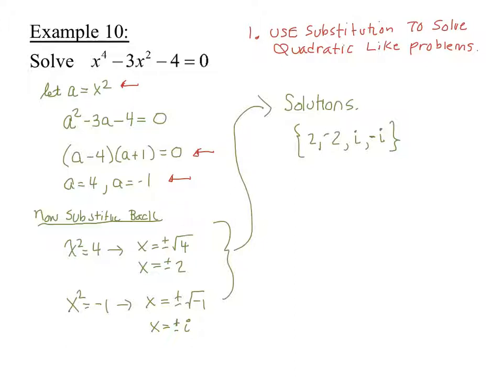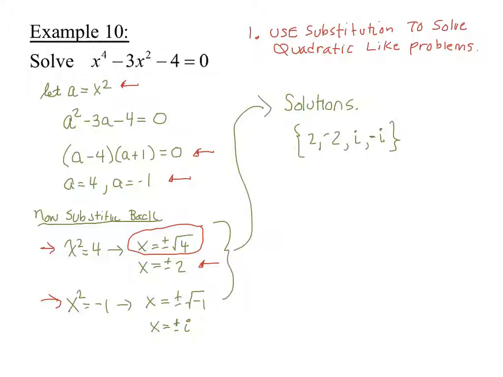Now we substitute back for a. We let x squared equal 4, or x squared equal a minus 1. And when we solve for x, we have x is plus or minus the square root of 4, or x is equal to plus or minus 2.